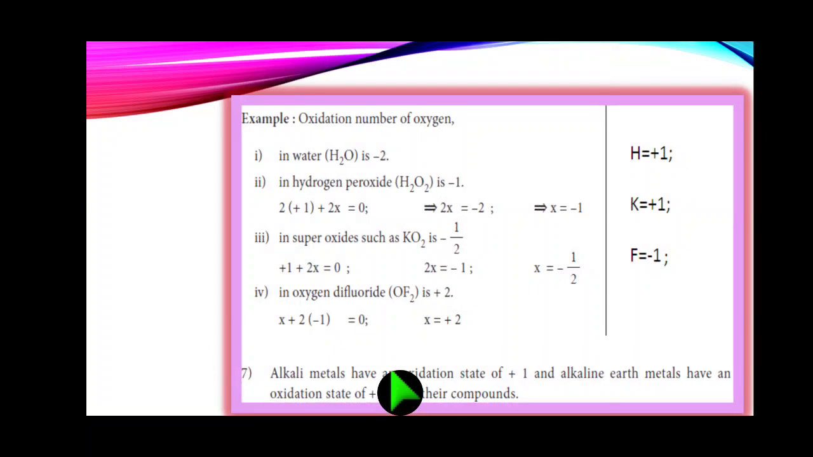So for example, in water, formula H2O, here oxygen charge is minus 2. Hydrogen carries plus 1, so 2 hydrogen plus 2, another one is oxygen, so minus 2. Then only total charge will be 0. In hydrogen peroxide, what is the charge of the oxygen? The oxygen charge is minus 1.